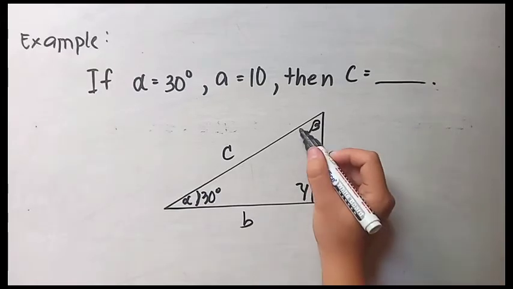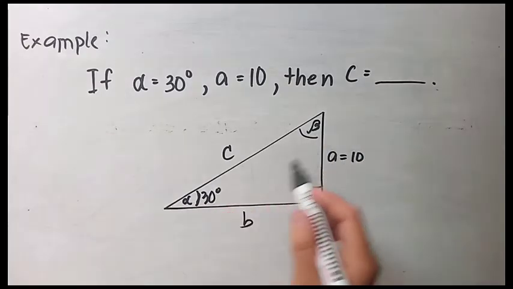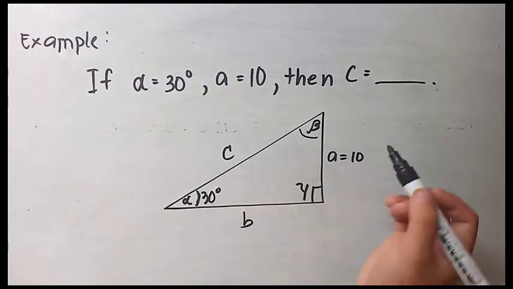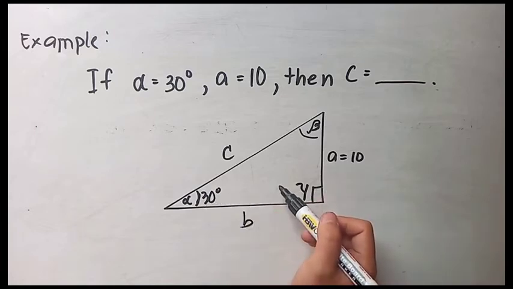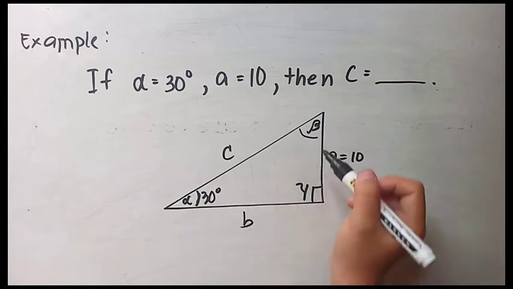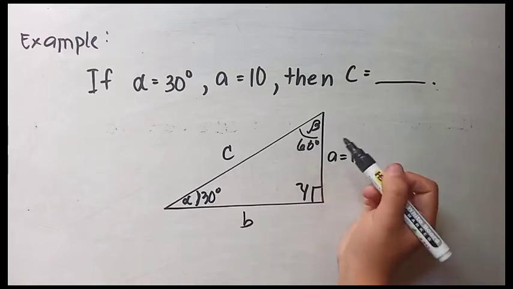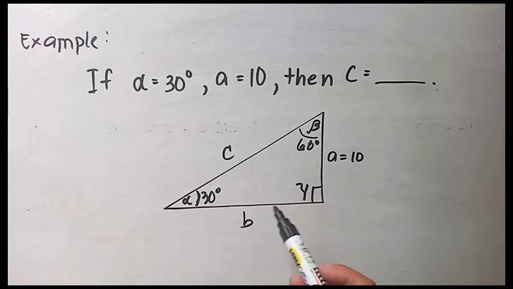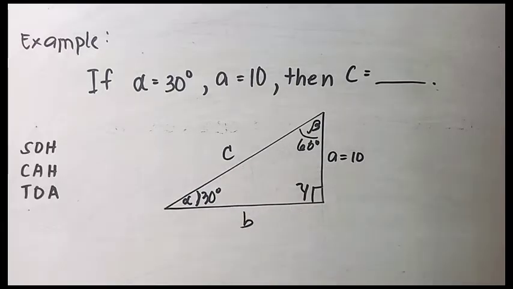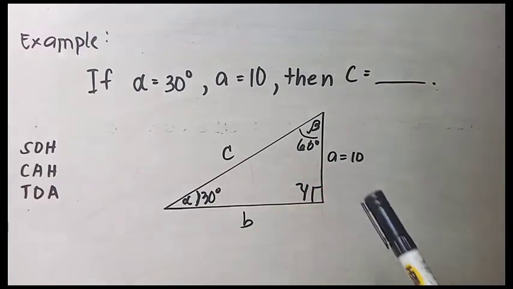So kumpletuhin na lang natin. We know that the sum of the angles of a triangle is 180 degrees. And if this is 90 degrees and 30 degrees, ano pa yung kulang? So this will be 60 degrees para kompleto yung 180 degrees. Now let us find for the sides B and C. C lang pala kasi yung C lang yung tinatanong.